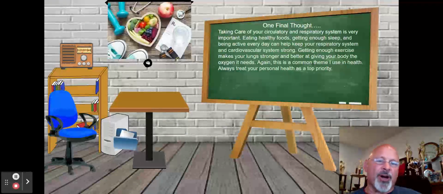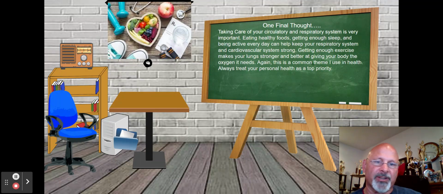On a final thought, taking care of your circulatory and respiratory system is very important. Eating healthy foods, getting enough sleep, and being active every day can help keep your respiratory and cardiovascular system strong. Getting enough exercise makes your lungs stronger and better at giving your body the oxygen it needs. Again, this is a common theme I use in health. Always treat your personal health as a top priority.